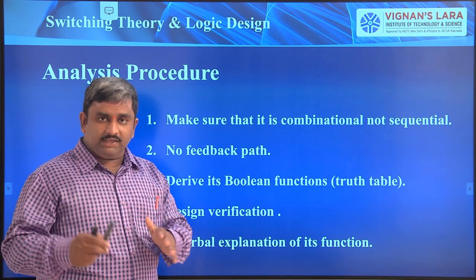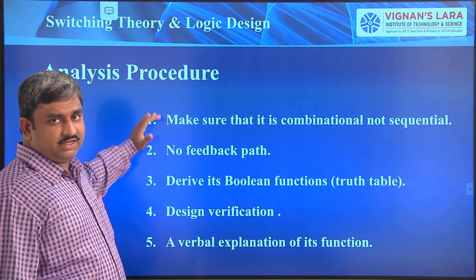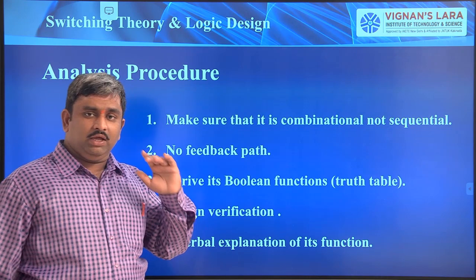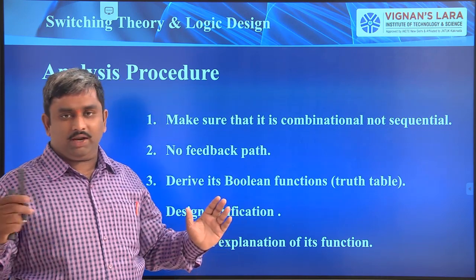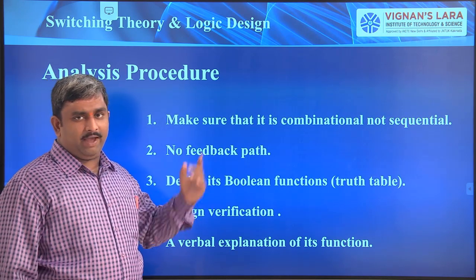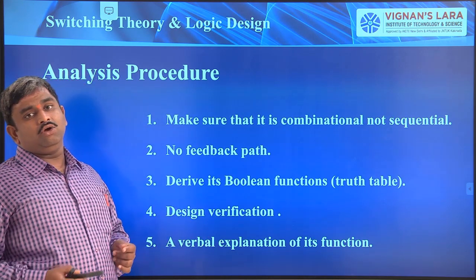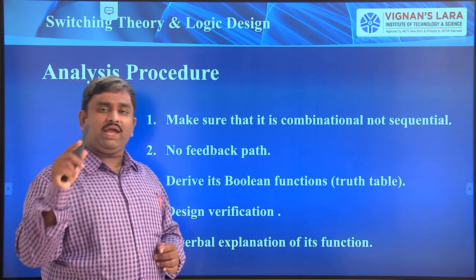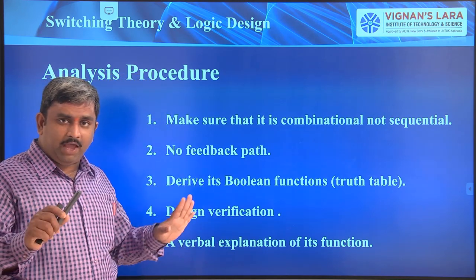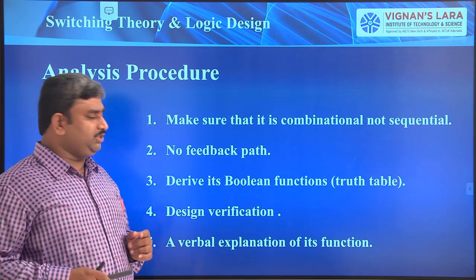For that analysis purpose, we have some procedure steps. Those points we will see. These are the steps to make sure whether it is a combinational or sequential circuit. Next, check for a feedback path. If the circuit does not have a feedback path, automatically that is a combinational circuit. If the circuit has a feedback path, then automatically that is a sequential circuit.